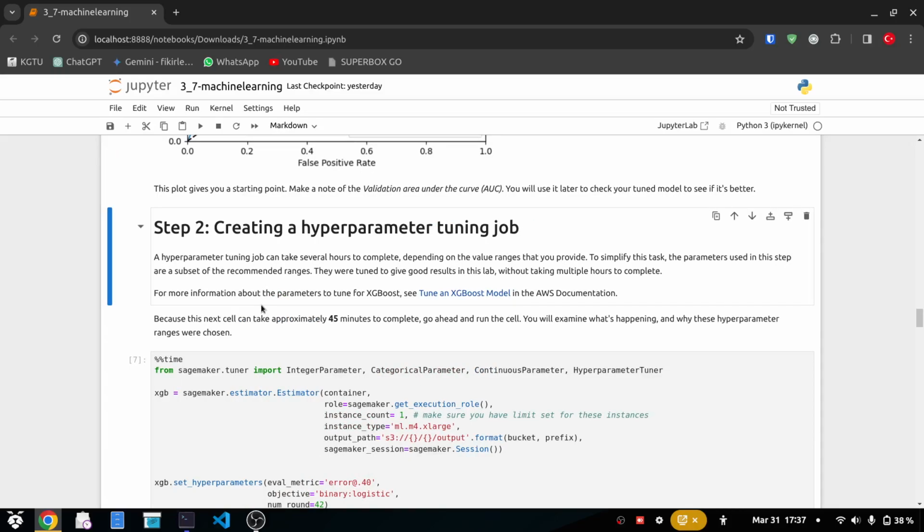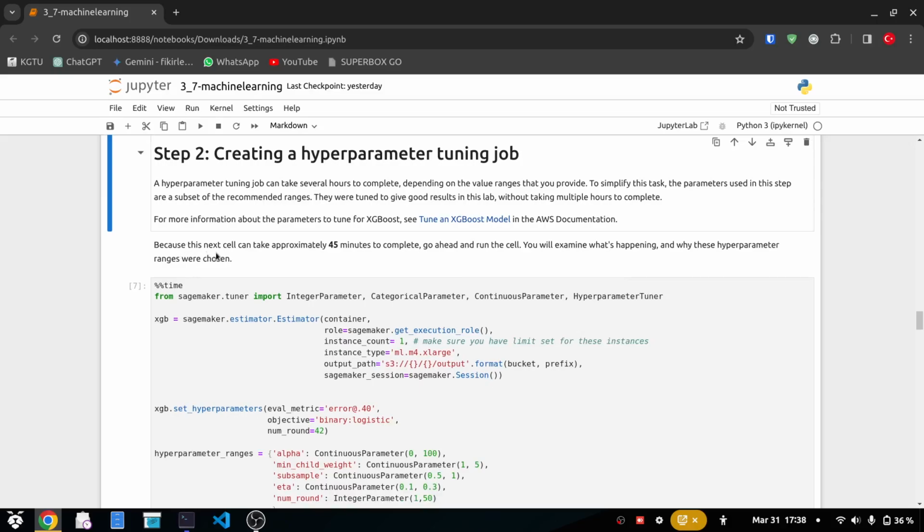So we are now constructing a hyperparameter tuning job. A hyperparameter tuning job can take several hours to complete, depending on the value ranges that you provide. To simplify this task, the parameters used in this step are a subset of recommended ranges. They were tuned to give you good results in this step without taking multiple hours to complete. For more information about the parameters to tune for XGBoost, see Tune an XGBoost model in the AWS documentation. Because this next cell can take approximately 45 minutes to complete, go ahead and run the cell. You will examine what's happening and why these hyperparameter ranges were chosen.